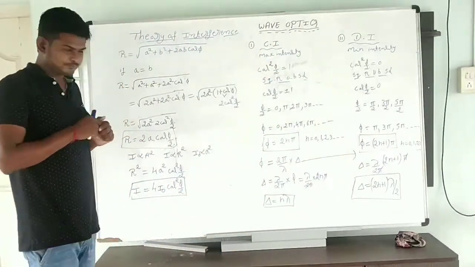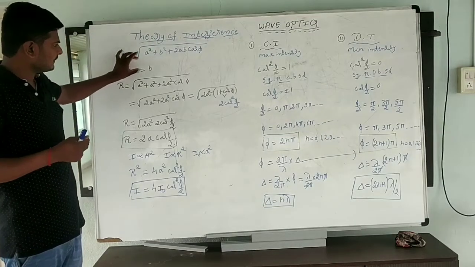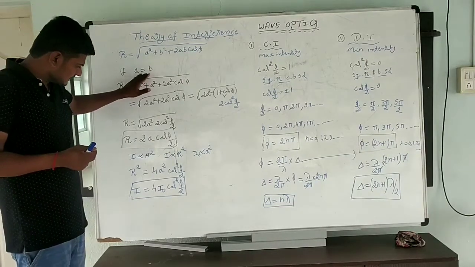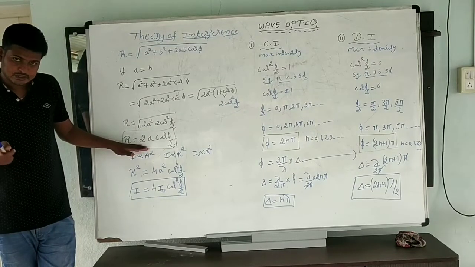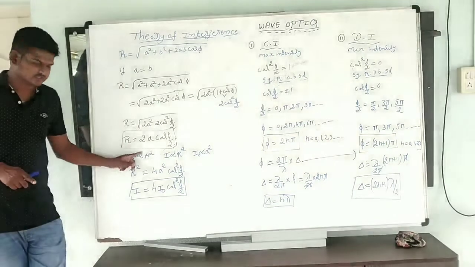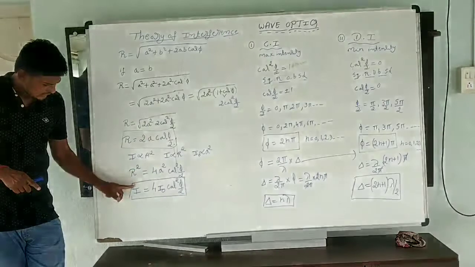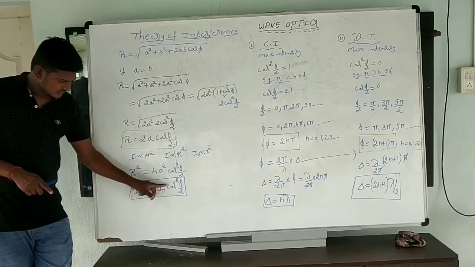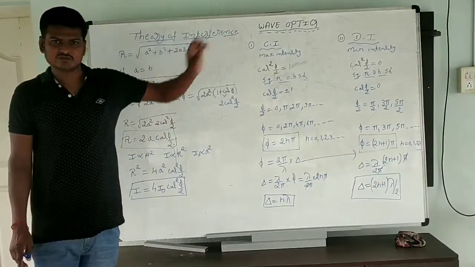Clear? That's a simple thing. When I get the resultant amplitude, I assume the amplitudes of both the waves are the same, and I get the resultant amplitude 2a cos of phase difference by 2. After this, we already know that intensity is directly proportional to the square of the amplitude. When I square this equation, the resultant intensity is I, the amplitude of the individual source gives I naught, cos square of phase difference by 2. This is the equation.